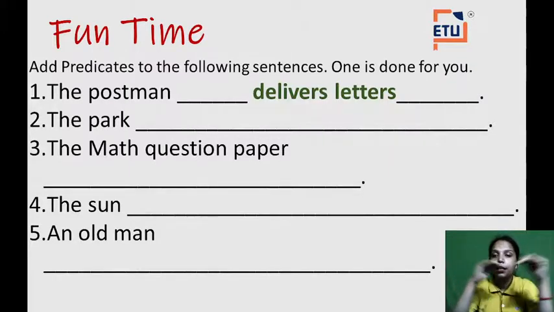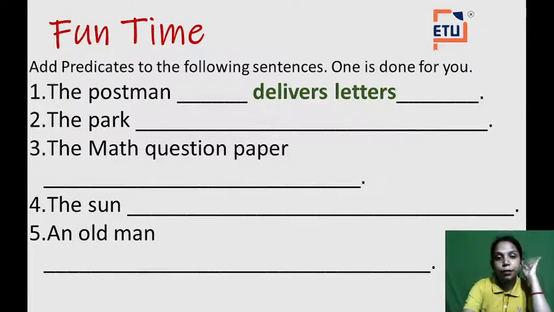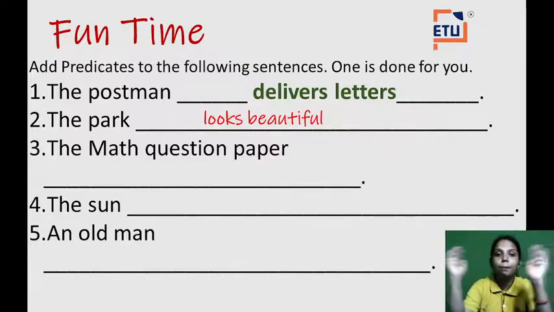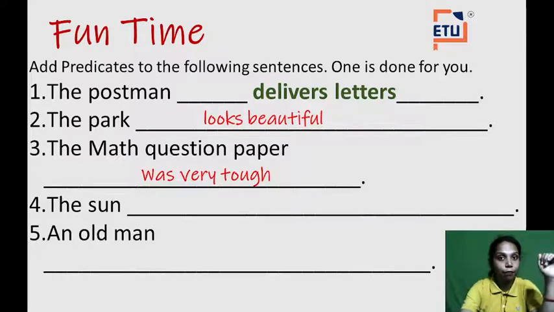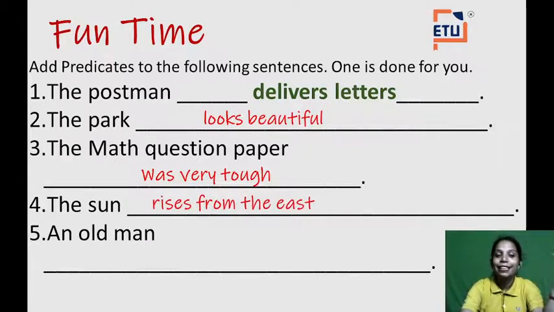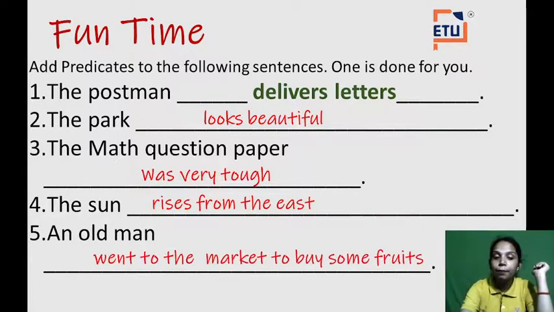Now let's go for the second part. The park dash. Let us see what I've written. The park looks beautiful. The math question paper was very tough. The sun, a very common example that I use. The sun rises from the east. An old man went to the market to buy some fruits.